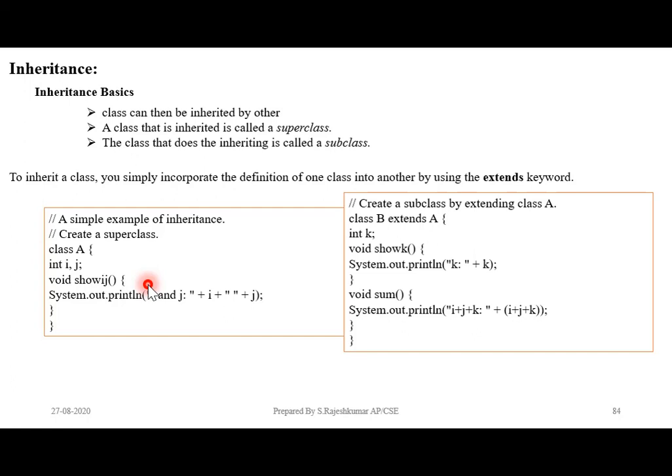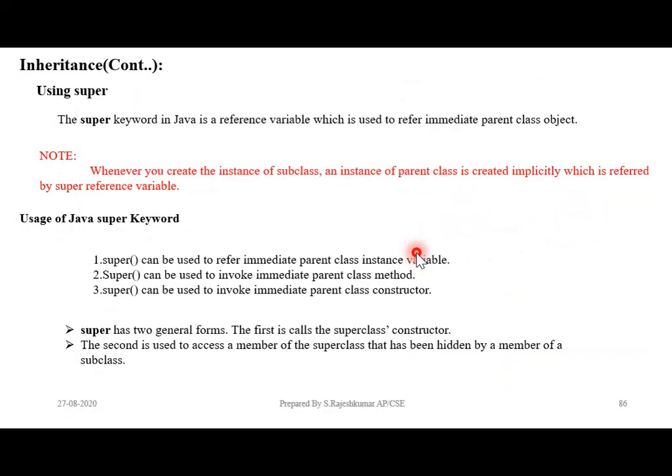Let us consider another class, class C. If class C extends B, then the immediate superclass for C is B. Class C can also derive the property from A, because B inherited the property from A. That's why C can also access the data i, j and the show ij member function. But A is not the immediate superclass. C is directly dependent on B. That's why B is called the immediate superclass.